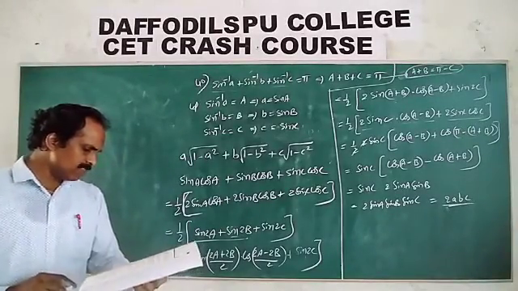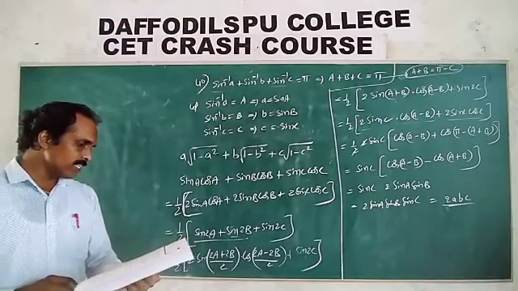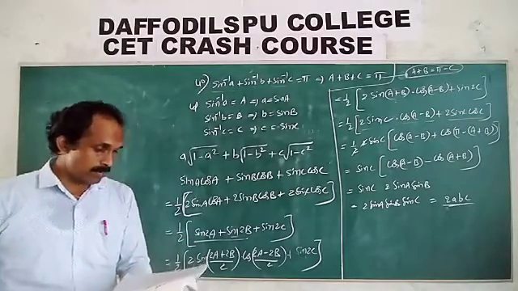Tan inverse 2 and tan inverse 3 are the two angles of the triangle, and the third point is the third angle. Try this problem 41.